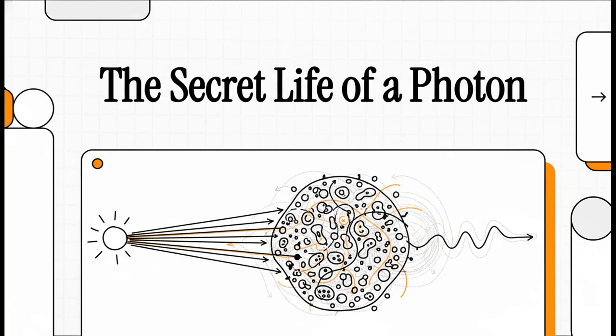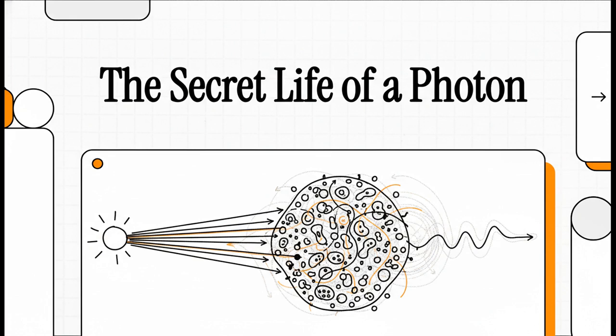We probably think of a photon, a little particle of light, as something that just zips from point A to point B in a perfectly straight line. Simple, right? Direct, predictable. But what happens when its path isn't clear? What happens when that photon has to travel through something, like, say, the tissue in your own body? Well, that journey, it turns out, is anything but simple.